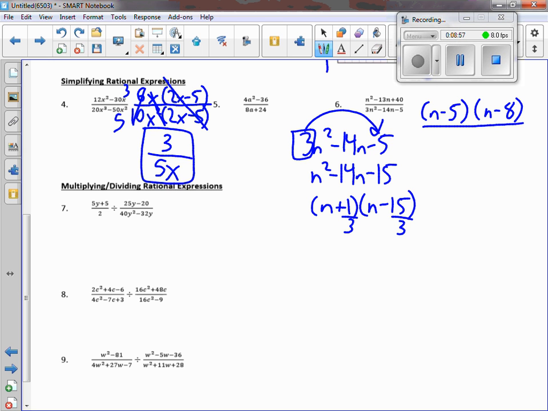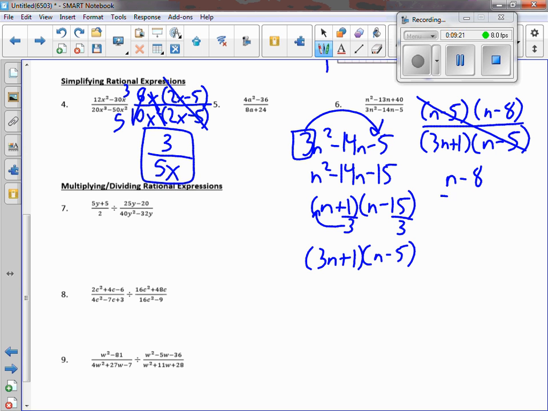I'll start with the second one. 15 divided by 3 is 5, so I get n minus 5. This first one, the 1 does not divide by 3, so it comes up in front. I get 3n plus 1. So that ultimately we'll get, n minus 5's cancel each other out. I have n minus 8 over 3n plus 1.